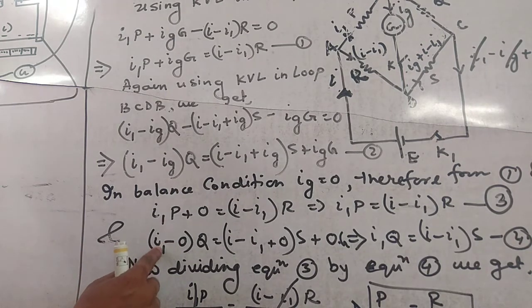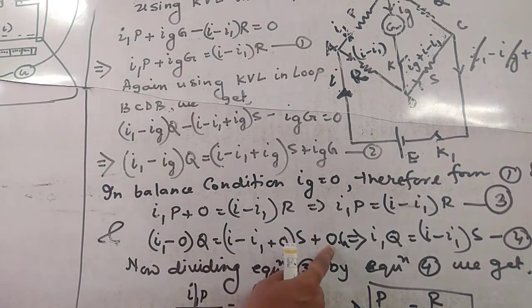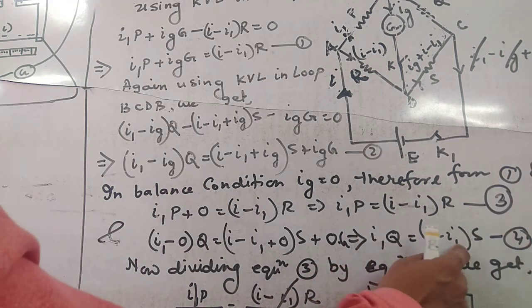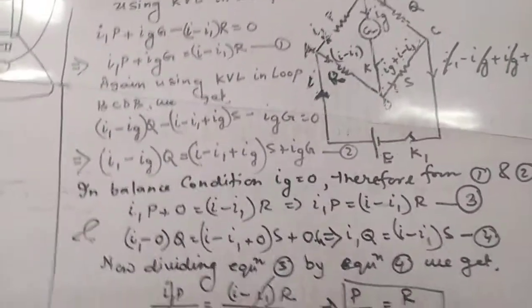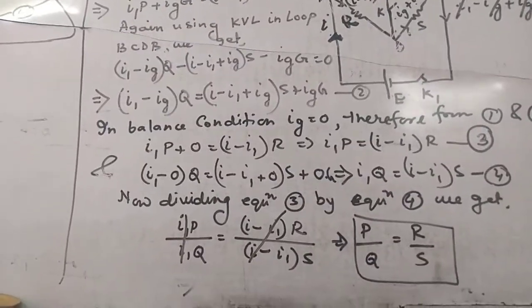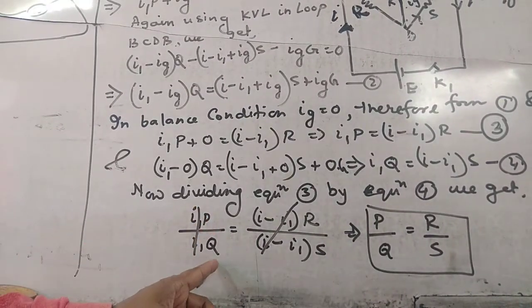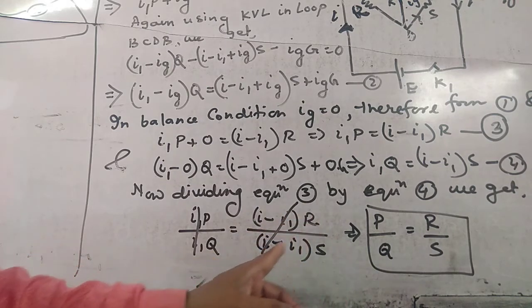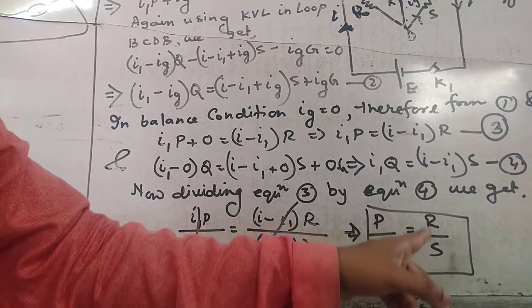And (I1 minus 0) into Q equal to (I minus I1 plus 0) into S plus IG into G, where the value of IG is 0. It implies I1 into Q is equal to (I minus I1) into S. This is equation number 4. Now, dividing equation 3 by equation 4, what will we get? We will get I1P divided by I1Q equal to (I minus I1) into R divided by (I minus I1) into S. These two will cancel out and we get P by Q is equal to R by S.